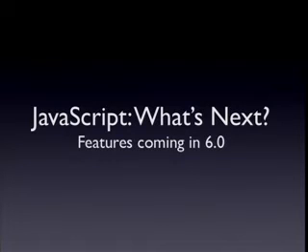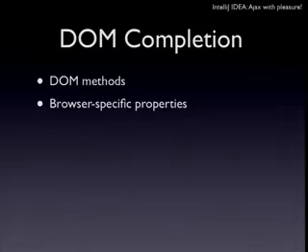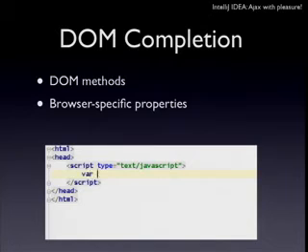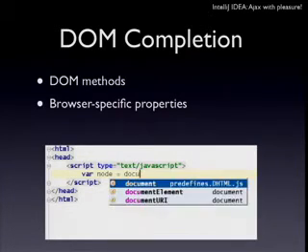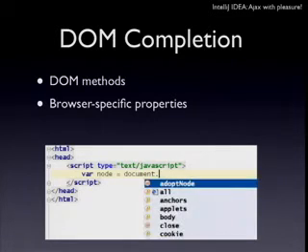But, of course, we have some stuff coming in the 6th version, which will be due in several months and which will be freely available this July. First of all, we do know about DOM. We know about various DOM properties. And even more, we know about browser-specific DOM.